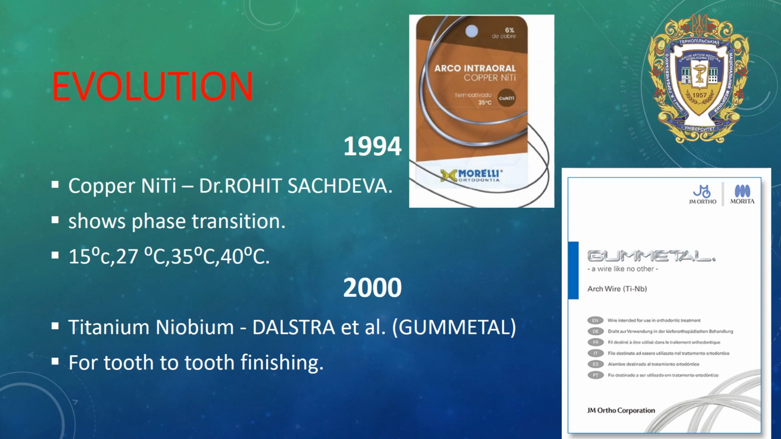In 1994, copper nickel titanium was proposed by Dr. Rohit Sachdeva. It shows phase transition, and a few types of copper nickel titanium were proposed: 15 Celsius degrees, 27, 35 and 40. What does it mean? It means that the archwire will get its preset shape at this or this or this temperature.